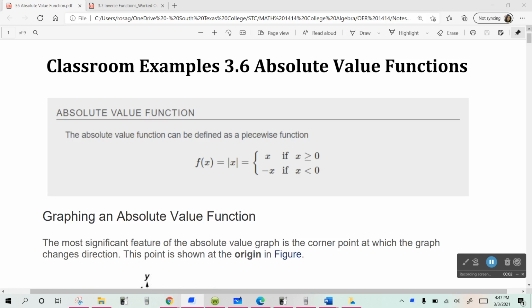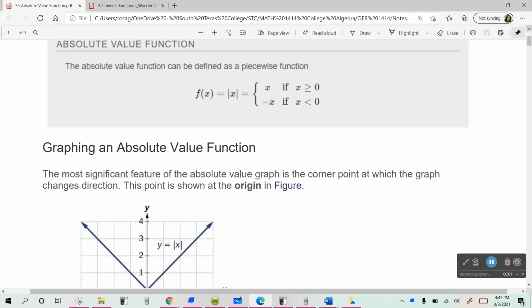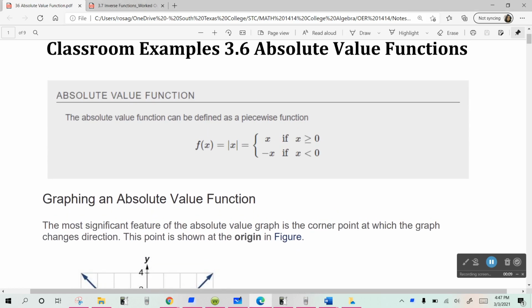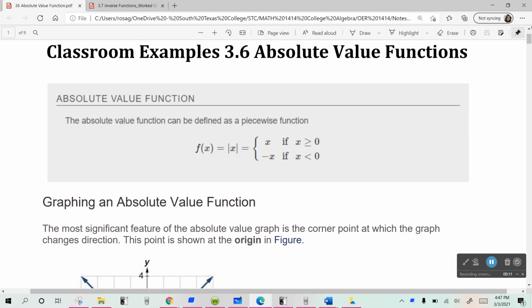This section is on absolute value. So let's talk about the definition of absolute value first. What happens when you have the absolute value of a number? Let's say the absolute value of 3, the absolute value of -3.